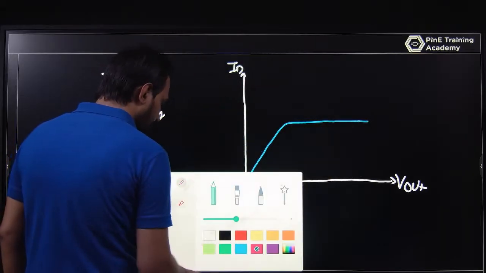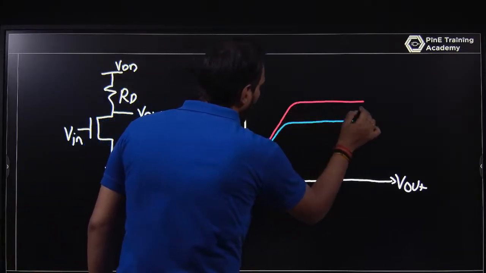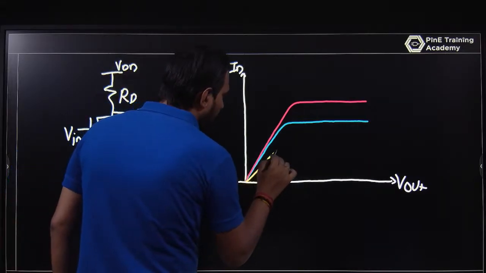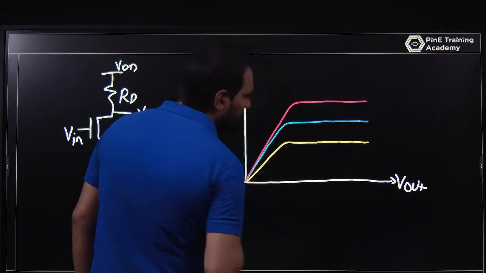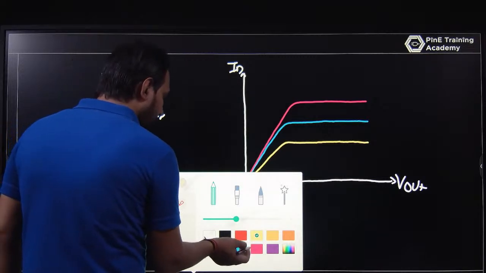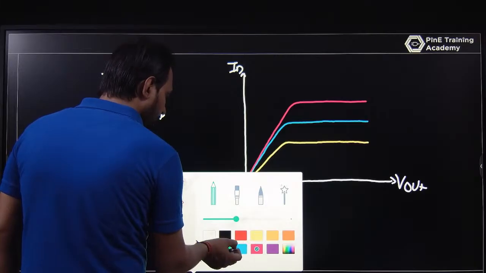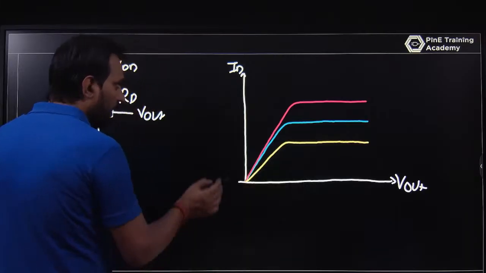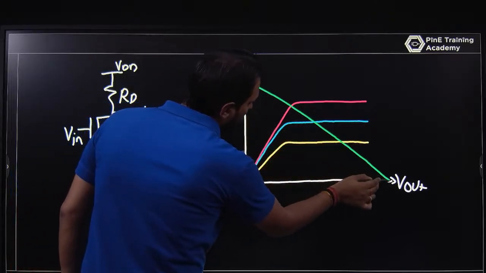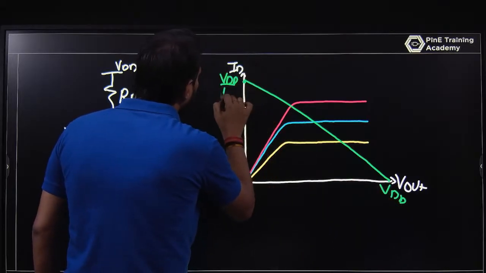It can be like this. It can be like this. It can be like this. It depends on the different gate voltage. And similarly, that current will be, okay, I am designing it in such a way that the current is like this. At VDD it will be 0 and the maximum current is VDD upon RD.